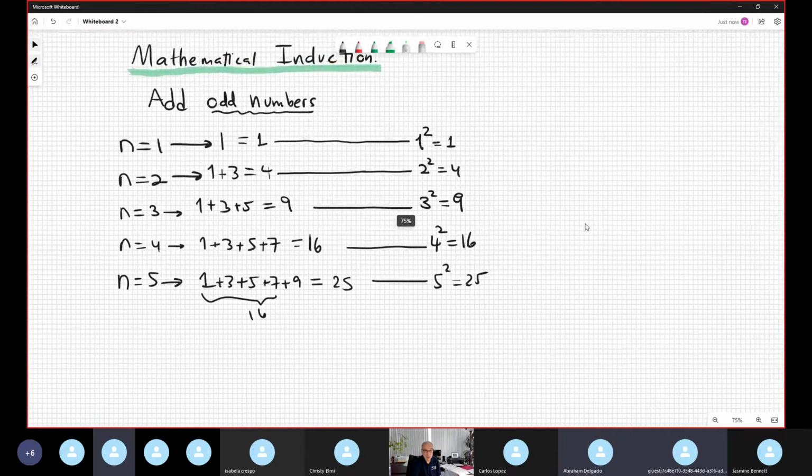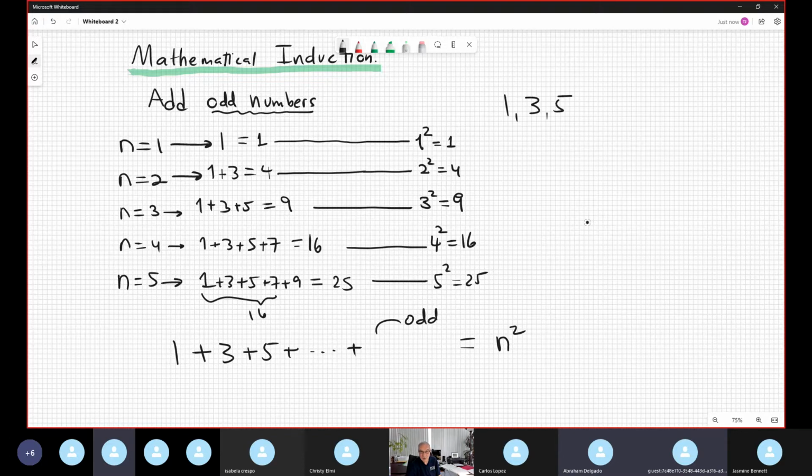Now, the thing that I have to prove is whether this formula, 1 plus 3 plus 5 plus and so on, only odd numbers, is equal to n squared. This is what the a sub n formula is for the odd numbers. Well, let me see. The sequence of the odd numbers is 1, 3, 5, 7, 9. This sequence is arithmetic because when you subtract here it is 2, here it is 2, here it is 2; the common difference is 2.